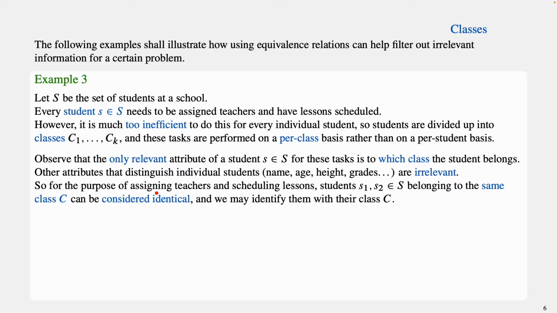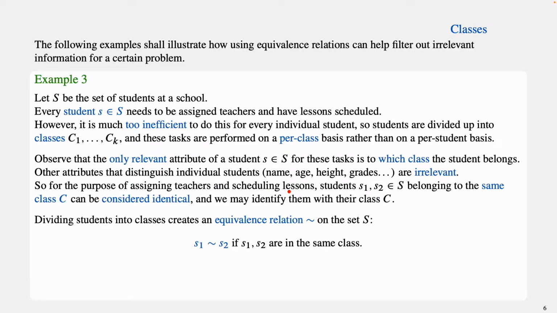And for the purpose of these tasks, assigning teachers and scheduling lessons, we can consider all students, as 1 is 2, say, that are in the same class as identical. We may identify them with their class under this point of view. And dividing students into such classes creates an equivalence relation on the set S of students, where we say that student 1 is equivalent to student 2 if they are both in the same class.